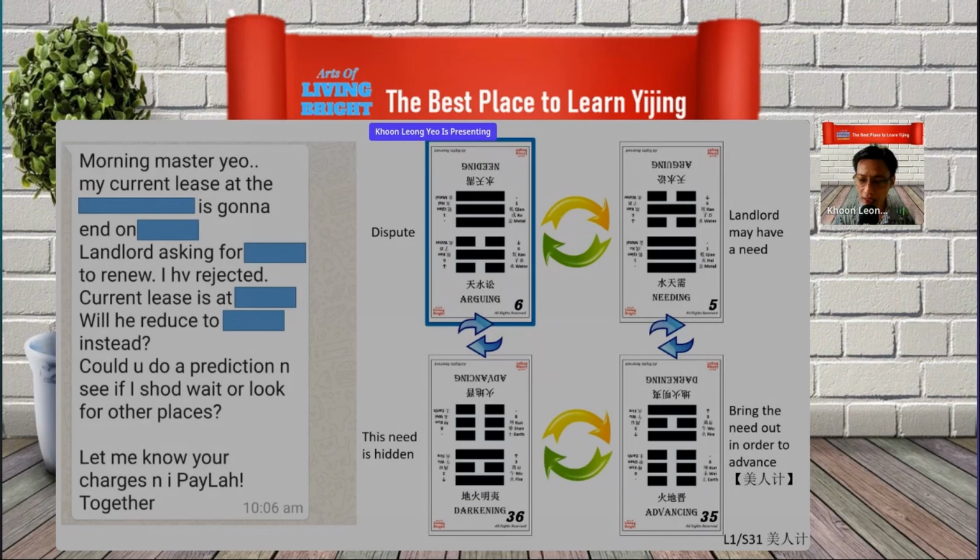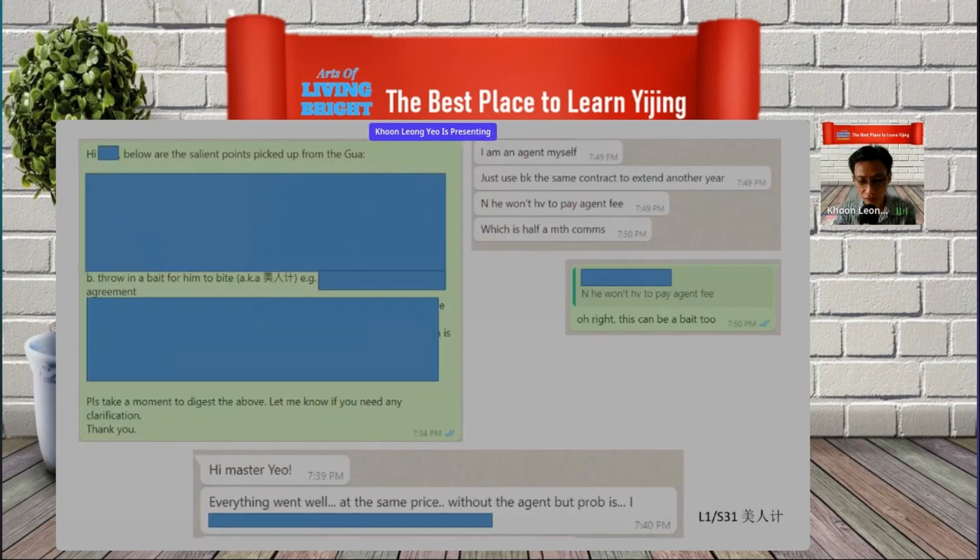Pepe says offer the landlord to do it between them to save the agent commission. Very good. So that means right now, for most people, they go through an agent and then they have to pay the agent some commission. So in this case, the landlord is saving the commission. Yes, this is what I wrote back to her. I say throw in a bait for him to bite, AKA 美人计.